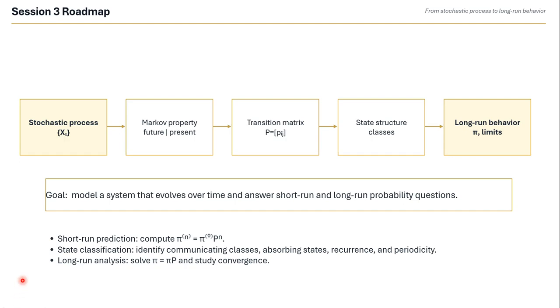Okay, this slide shows the roadmap of today's lecture. We start with the stochastic process. A stochastic process is a collection of random variables indexed by time. We write it as X sub t, or as the sequence X0, X1, X2, and so on in discrete time. Then we introduce the Markov property. The Markov property says that given the present state, the future does not depend on the full past history. In simple words, the present state summarizes all relevant information from the past.